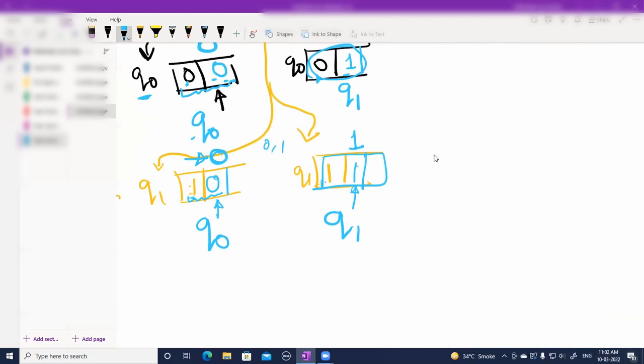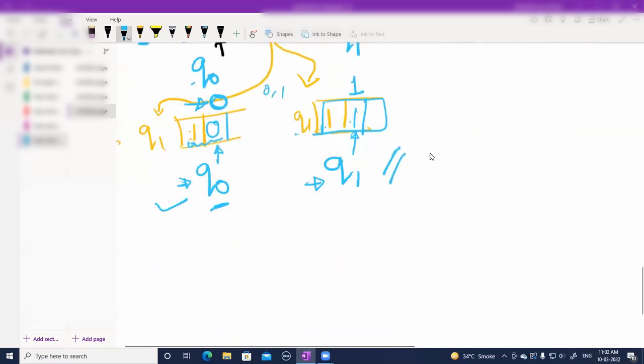As the states are repeated here, Q1 on 0 is generating Q0, which is already considered, and Q1 on 1 is generating Q1, a state that is already considered. So we will stop generating the tape method. What we are going to do is go for the second step, which is nothing but generating a state transition table.